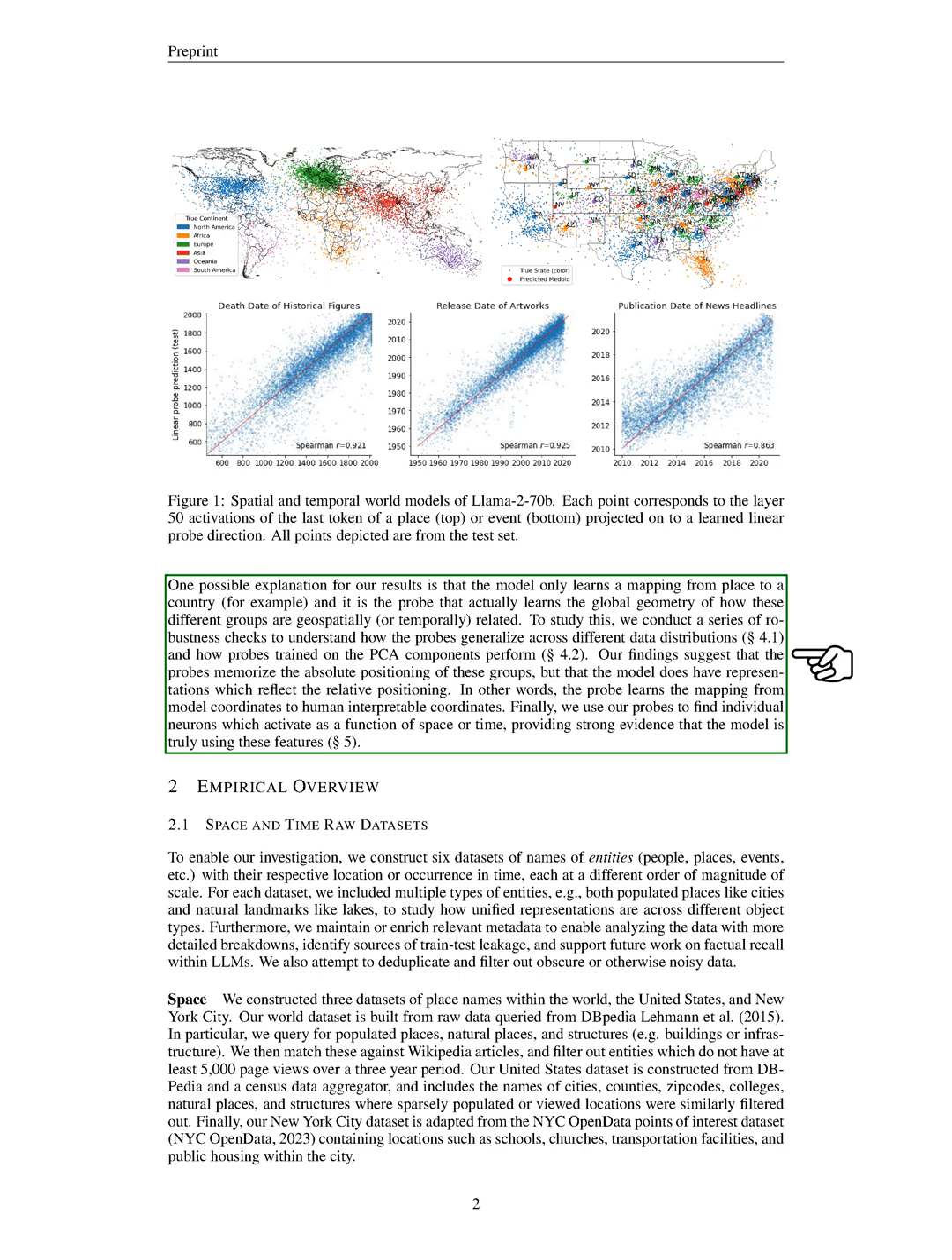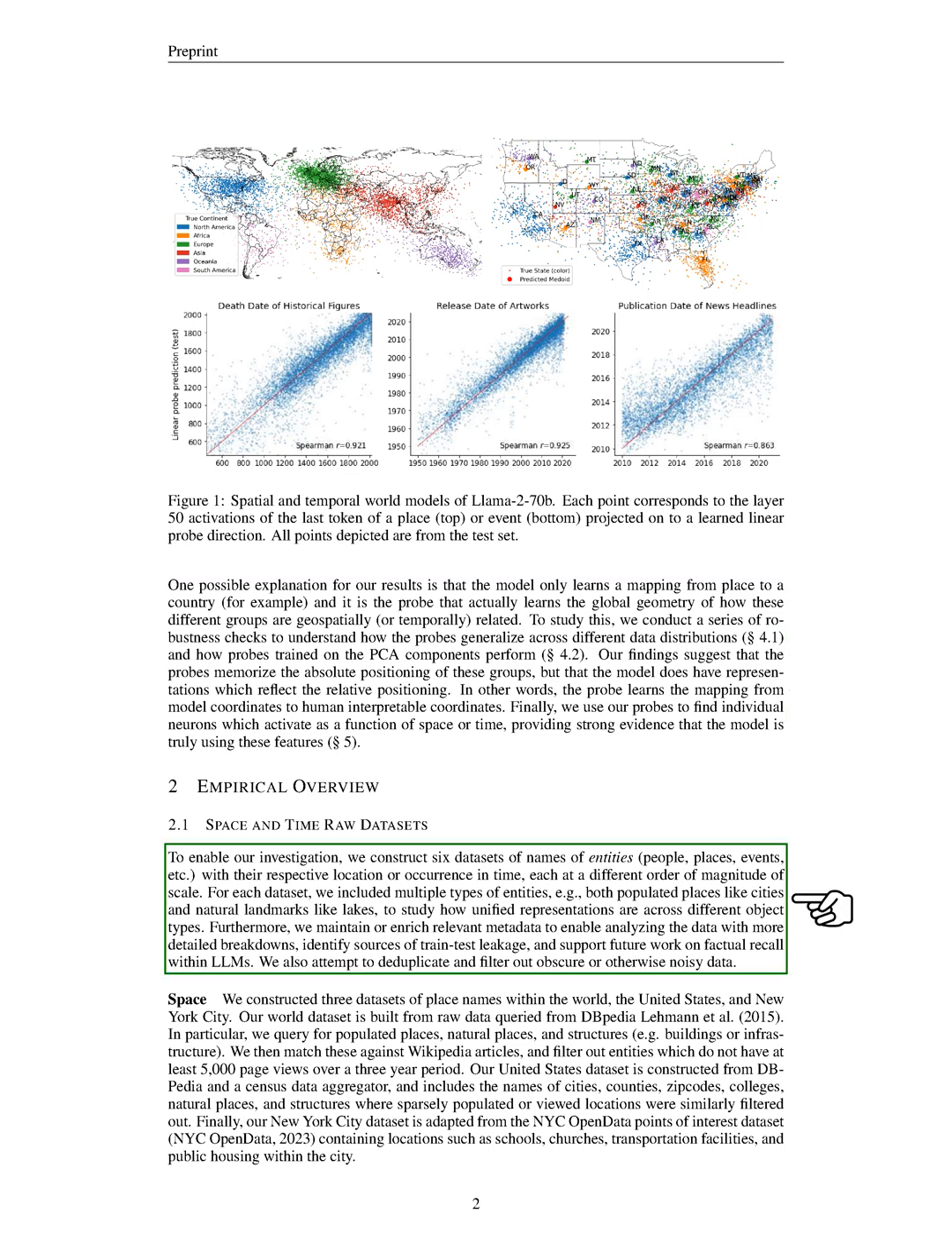Our findings suggest that the probes memorize the absolute positioning of these groups, but that the model does have representations which reflect the relative positioning. In other words, the probe learns the mapping from model coordinates to human interpretable coordinates. Finally, we used our probes to find individual neurons which activate as a function of space or time, providing strong evidence that the model is truly using these features.